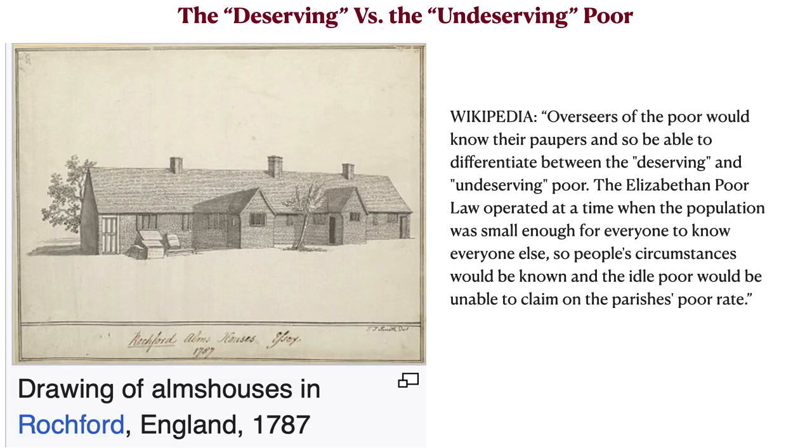And there were big debates over what were deserving versus the undeserving poor. To quote the Wikipedia article on this, "Overseers of the poor would know their paupers and be able to differentiate the deserving and undeserving. The old poor laws operated at a time when the population was small enough for everyone to know everyone else." Well, not exactly. And so people's circumstances would be known, and the idle poor would be unable to claim on the parish poor rates. In other words, be unable to get this relief. Of course, it's debatable to what extent this happened. And of course, as population was growing, this kind of intimate community was declining.